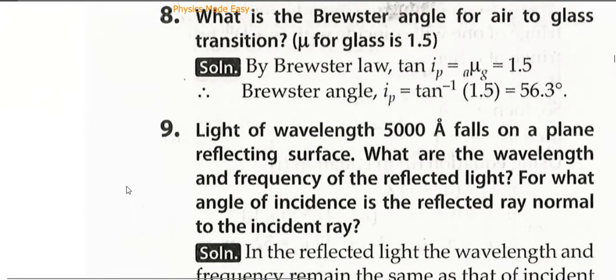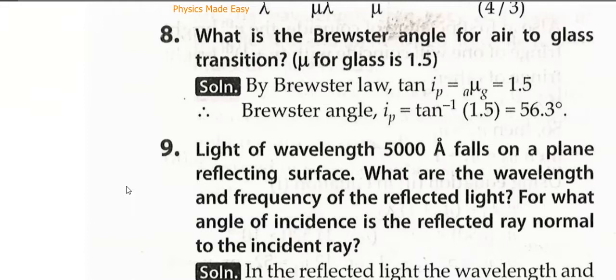Now next, let us come to the next problem. What is the Brewster angle for air to glass transition? He has given us air to glass transition. This is a simple problem on Brewster's law, and that is tangent of polarizing angle is refractive index of glass with respect to air. So this is the formula that we use. Polarizing angle is the angle at which reflected light becomes plane polarized. So tangent IP, mu is given to be 1.5.